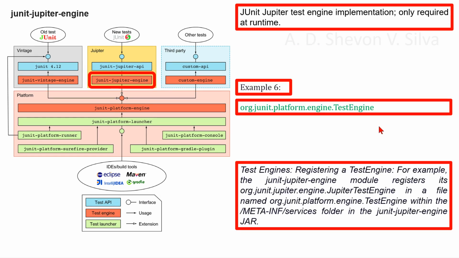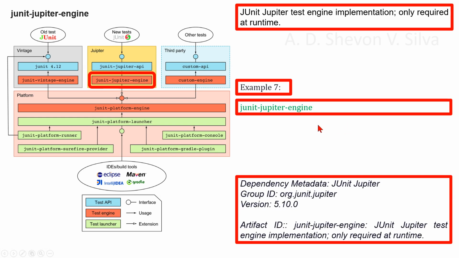Now we are considering registering a test engine in test engines. For example, the junit-jupiter-engine module registers org.junit.jupiter.engine.JupiterTestEngine in a file named org.junit.platform.engine.TestEngine within the /META-INF/services folder in the junit-jupiter-engine jar. A test engine registration is supported via Java's ServiceLoader mechanism.